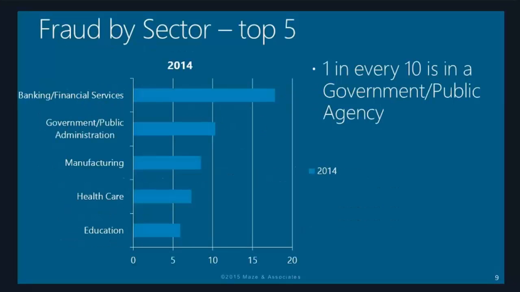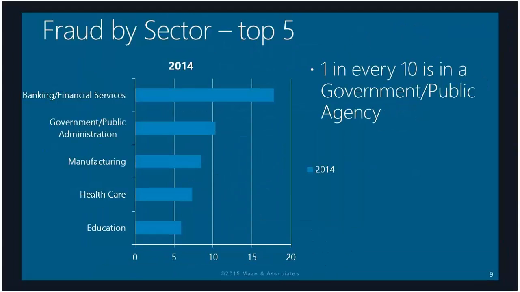In the fraud sector, I have a table here of the top 5 fraudulent sectors, and the bottom is the percentage. If you look at this table, you will see that about 16% of all frauds happen to banking and financial services companies, and about 11% happen in the government and public administration. Mays & Associates primarily does municipalities, so 1 in 10 frauds happen to a government or public agency.